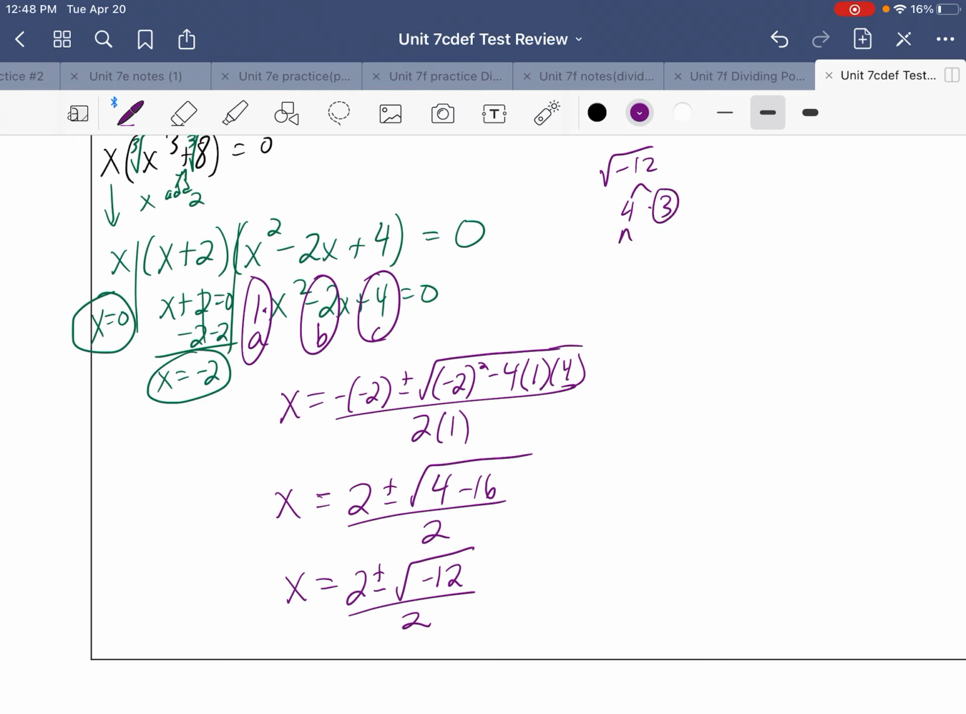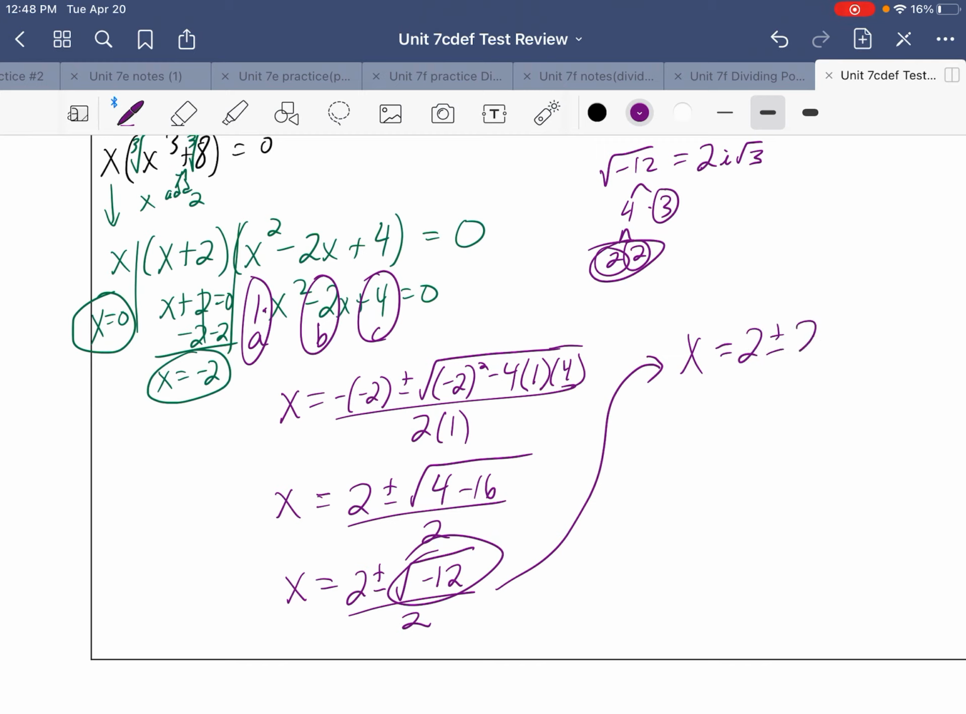So I'm going through the factor trees. Pair of 2's, and don't forget the negative will come out as i, so it's 2i square root of 3. So we'll rewrite the square root as 2i square root of 3 over 2, and then we're looking at those three terms, the coefficients, and seeing can we simplify them, and sure can. We can divide them all by 2.